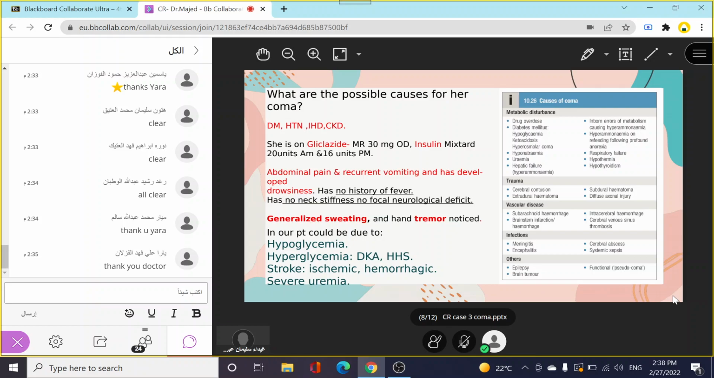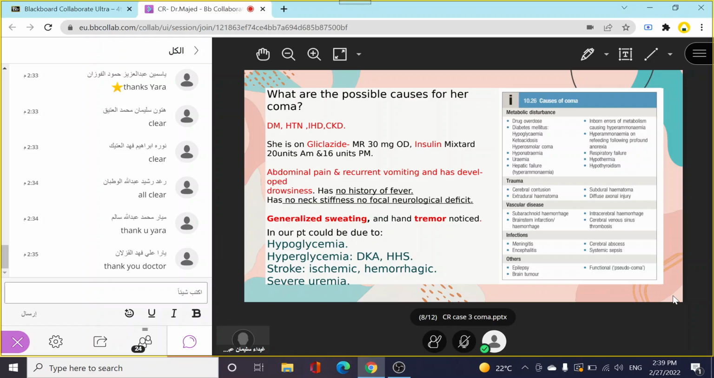So in the metabolic causes, maybe due to drug overdose, maybe related to diabetes mellitus, maybe hypoglycemia or hyperglycemia, also maybe due to hyponatremia, uremia, or maybe due to hepatic failure from hyperammonemia. Trauma may be due to cerebral contusion, extradural or subdural hematoma, also may be due to vascular cause, such as subarachnoid or intracerebral hemorrhages, infection, which includes meningitis and encephalitis, and others, epilepsy or brain tumor.